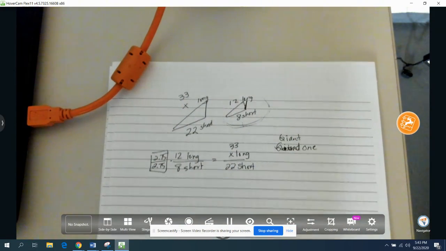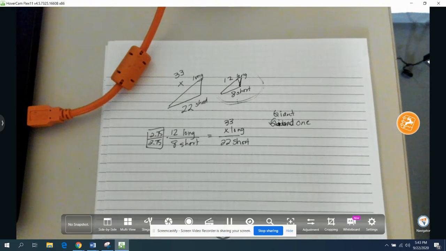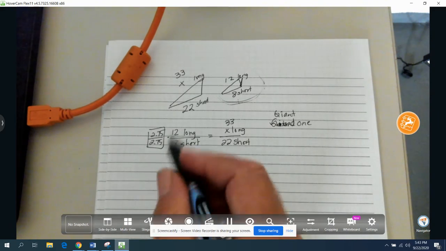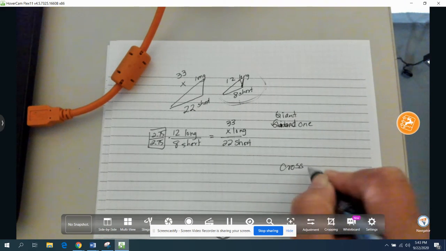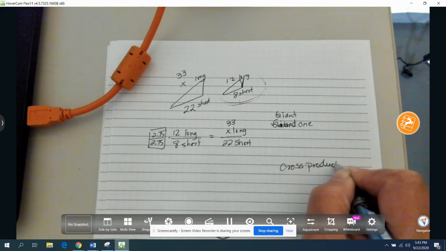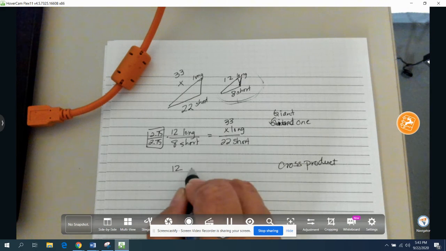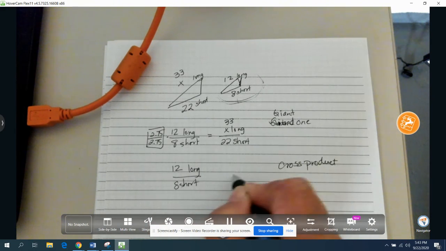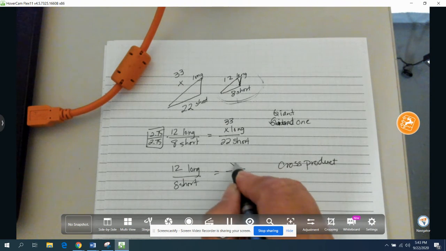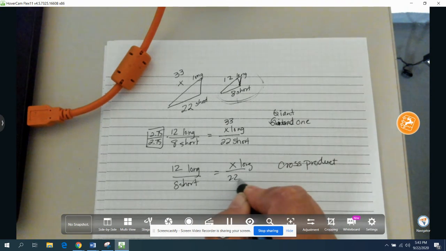Okay. The other way that you can do it, my favorite way, and what's going to help when we get into algebra, is doing the cross product. So the cross product is the other way that I'm going to show. And again, I have 12 long over 8 short is equal to x long over 22 short.